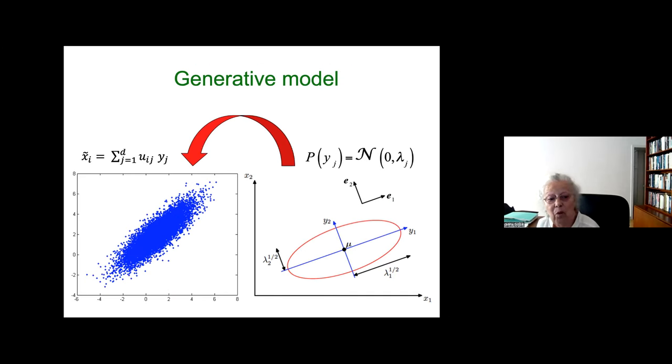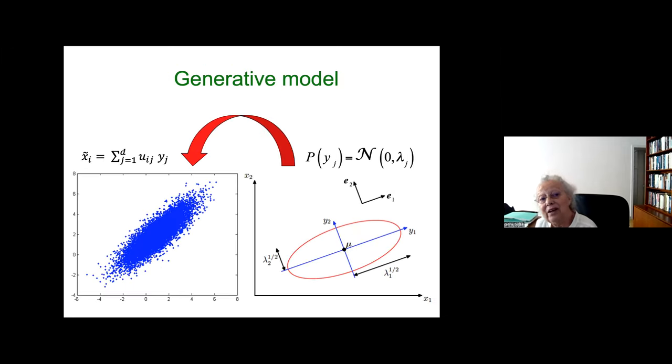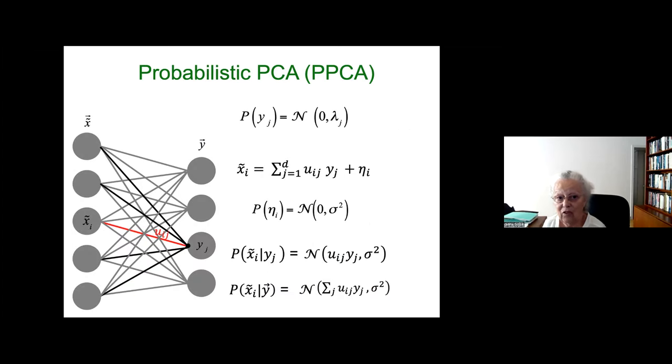So in the same way in which I can do this idea of a generative model and latent variables for principal components, I can now extend this idea into a new class of models, which is called probabilistic principal component analysis. So the idea is to introduce noise in the generative model. So I start again with my latent variables, the dimensionality reduced representation. I'm going to assume that the probability distribution for each one of the y's is a normal distribution with zero mean and a variance given by the corresponding eigenvalue.